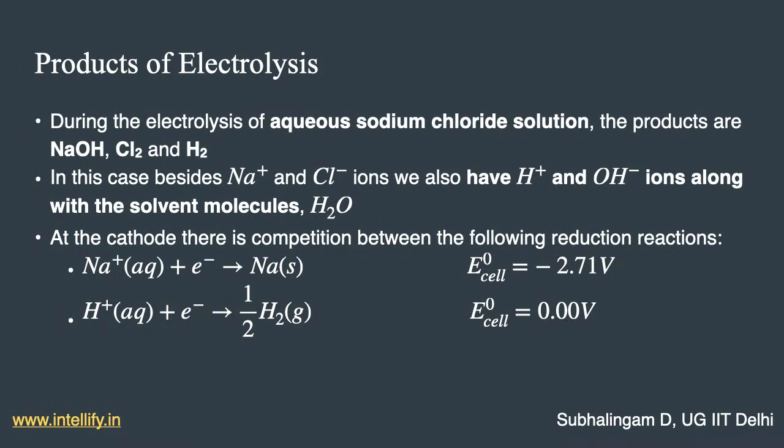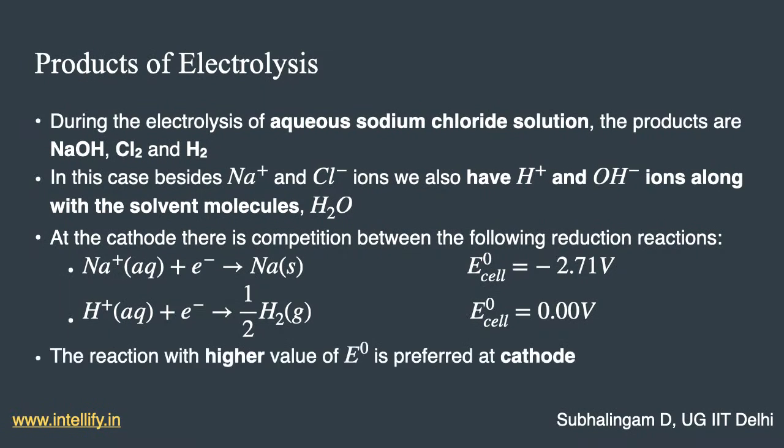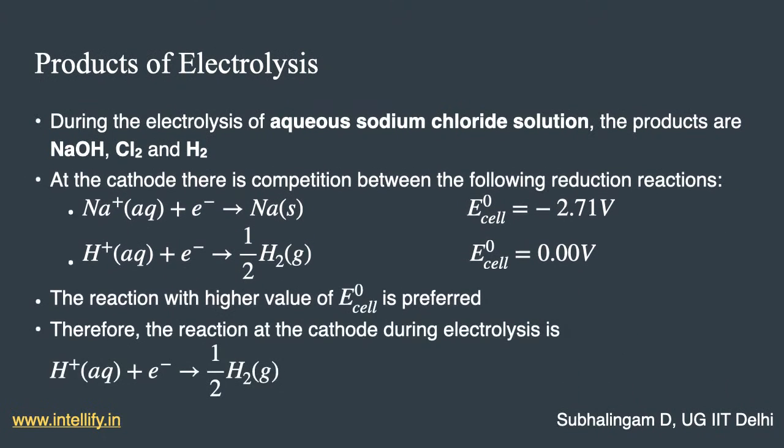So at the cathode, there is competition between the following reduction reactions: Na+ + e- giving Na and H+ + e- giving half H2. The standard electrode potential for the first one is minus 2.71. For the second one, it is 0.00 volt. Why 0.00? Because it's a standard hydrogen electrode. The reaction with higher value of E0 is preferred at the cathode. So the reaction at the cathode during the electrolysis is H+ + e- giving half H2, and it's not Na+.